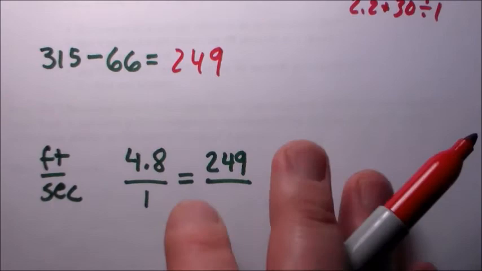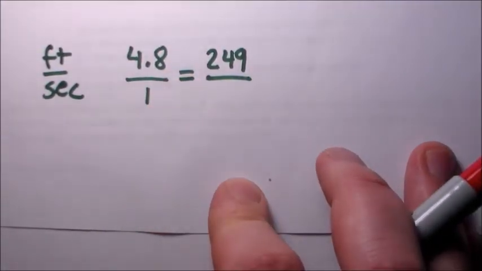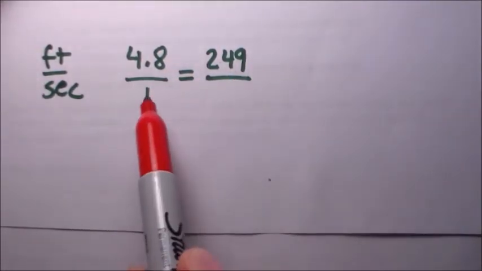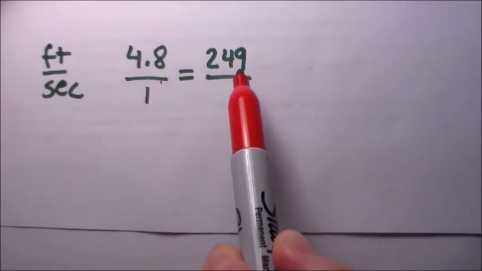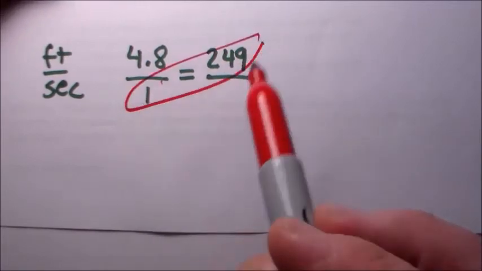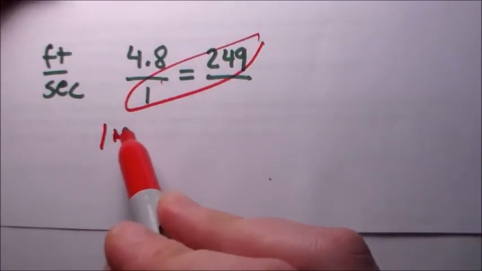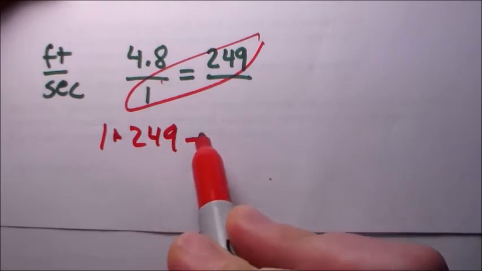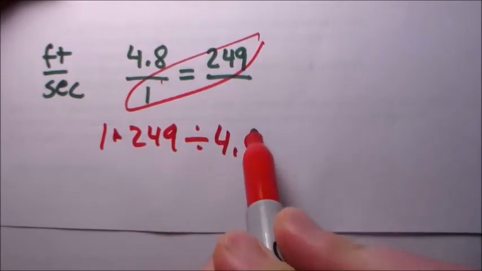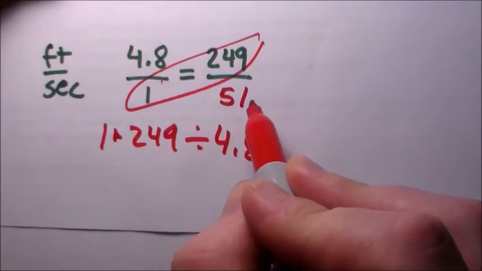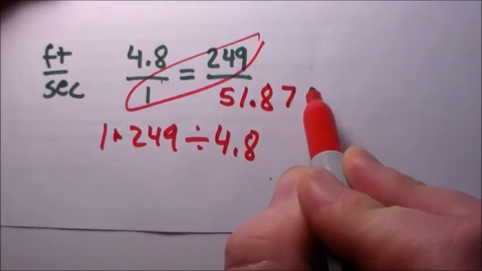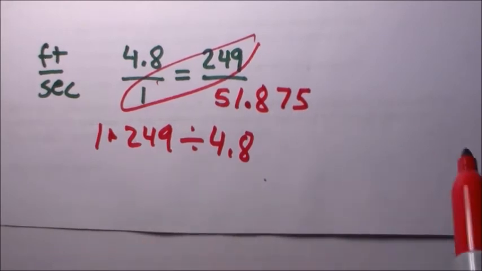Again, set up a proportion and just do the cross multiplication. 4.8 feet per 1 second is going to be how many seconds for 249 feet. You just cross multiply and divide: 1 times 249 divided by 4.8. Plug it in your calculator and you get 51.875. So that's as many seconds as it's going to take.